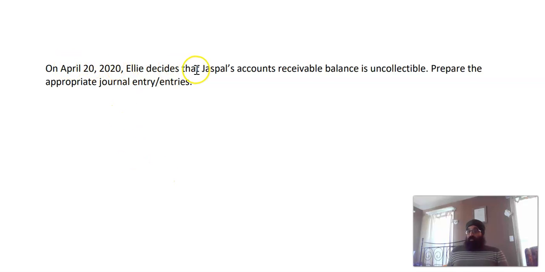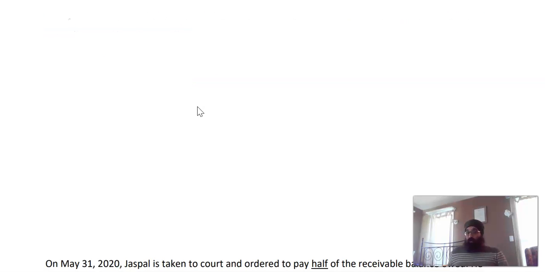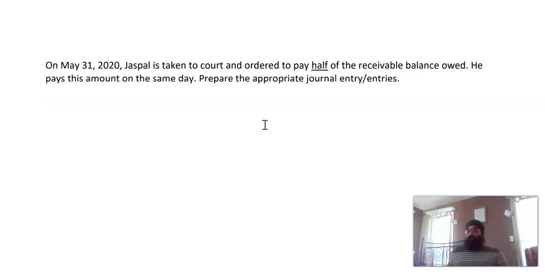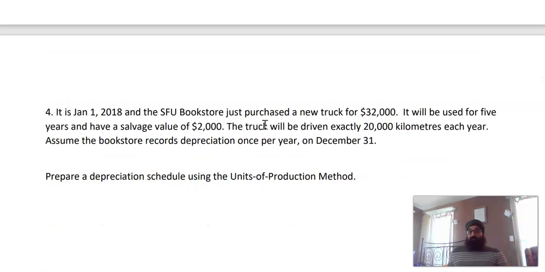Again, I'm a bad customer, I guess, so my account is uncollectible. So you practice writing off my account, right? That's first you estimate the bad debt, and then you actually write off the actual account using your allowance. And then you also practice a reversal, where I'm taking the court in order to pay half of my balance. So I go ahead and do that, and then you have to undo the write-off and then record the collection. So you got some practice with that.